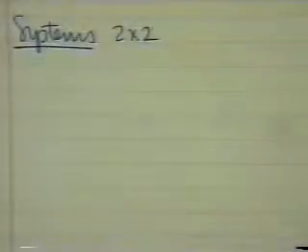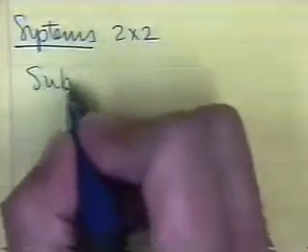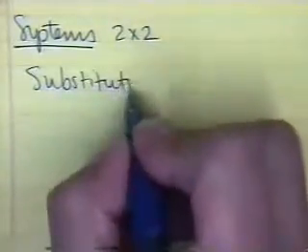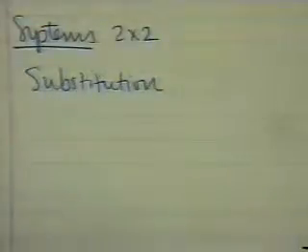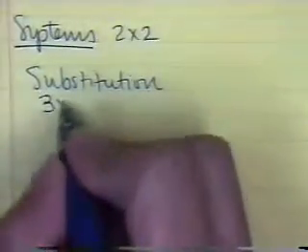When you're solving systems of equations, we're going to start in this video by illustrating two of the methods you can use to solve these 2x2 systems. The first method is called the substitution method. If we're using the substitution method, here's a good example.